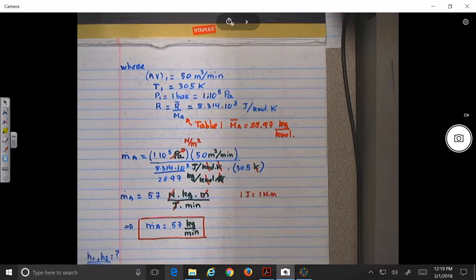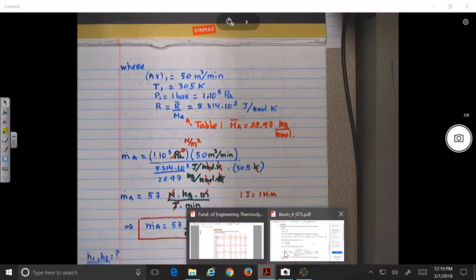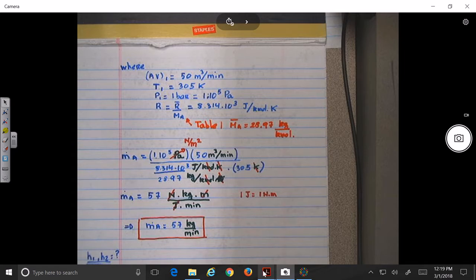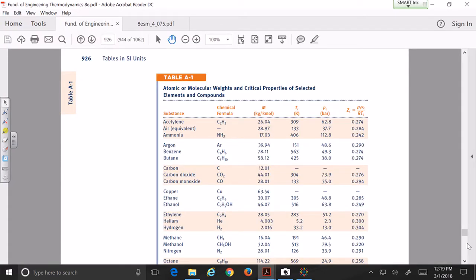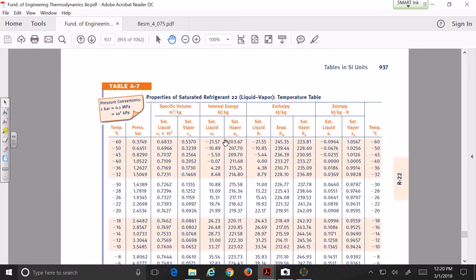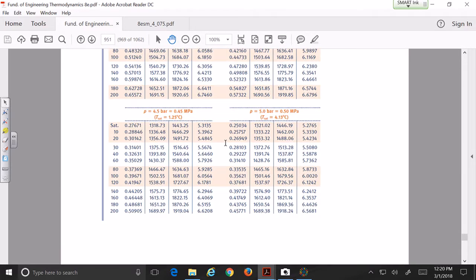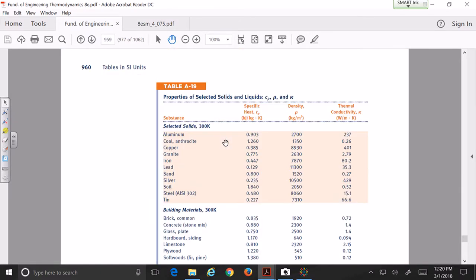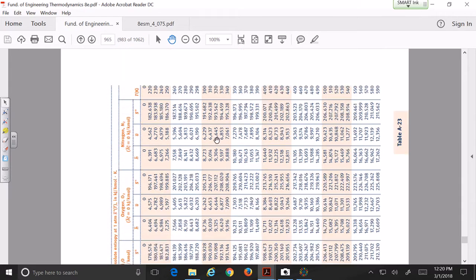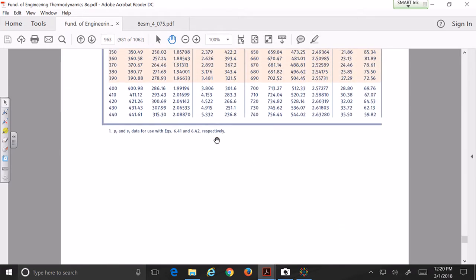Let's see how they did it here. Did they do it by table or using the equations? Table A22, okay, it's faster using the tables. Okay. So if we come over here, you should have a table for the air. So A22. See if I can get there. A6. Oops. What is this? A23. So, A22.